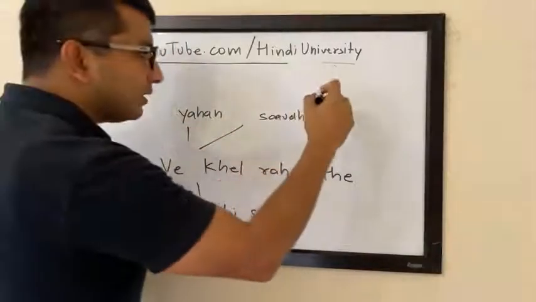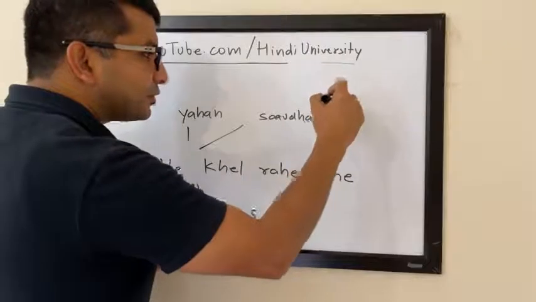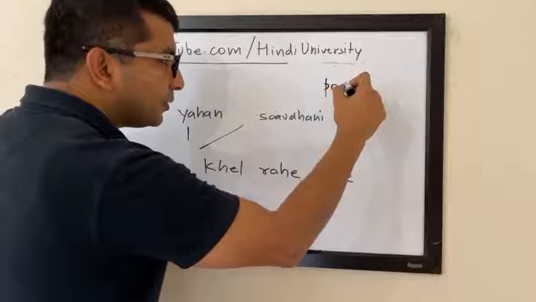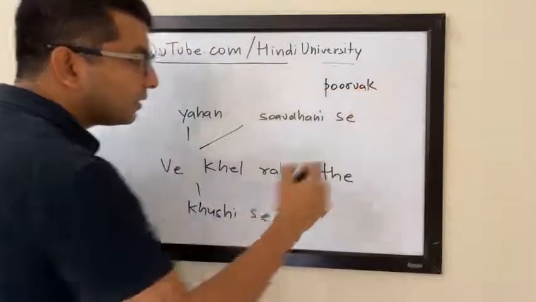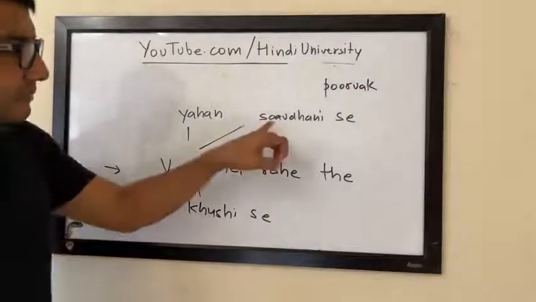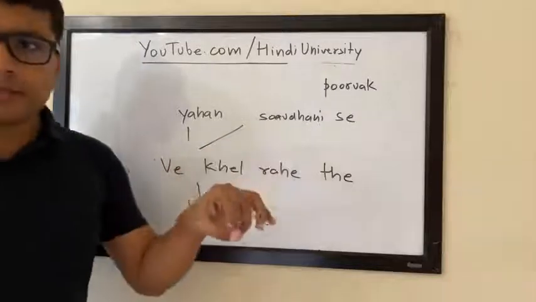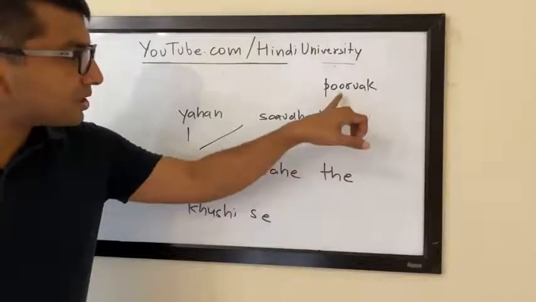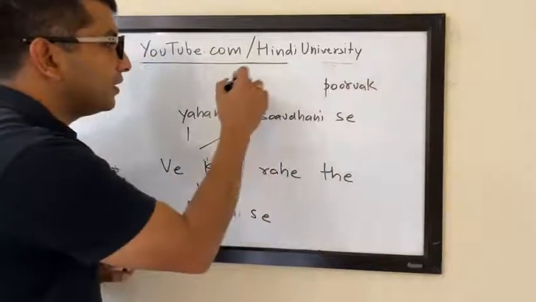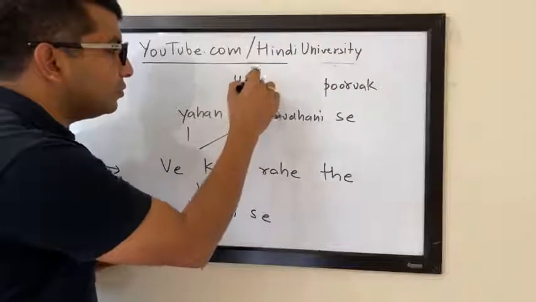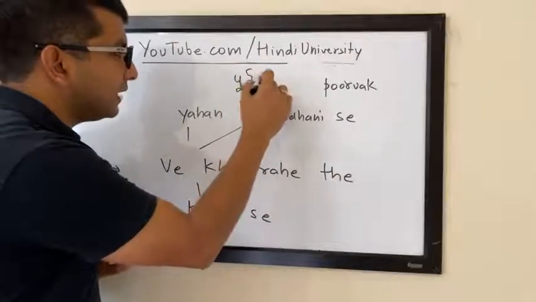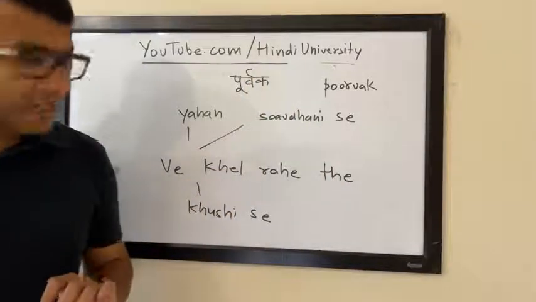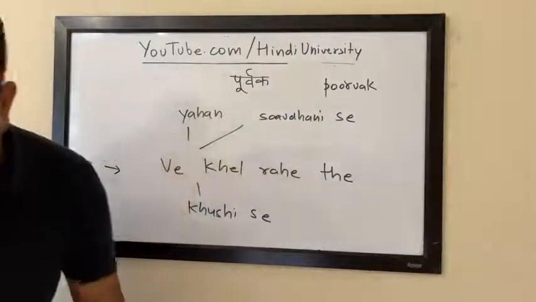There's one more thing you will learn. Instead of से, there are nouns where you can put पूर्वक, which means the same thing, like carefully. So both of them are the same. सावधानी से or सावधानी पूर्वक. Basically, pa with u, va with ra, and then ka: पूर्वक. Okay, सावधानी पूर्वक खेल रहे थे. Great. Let's see what else.